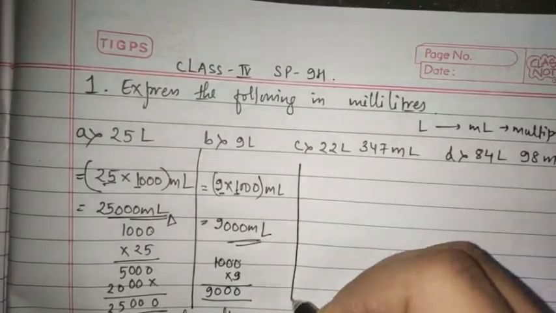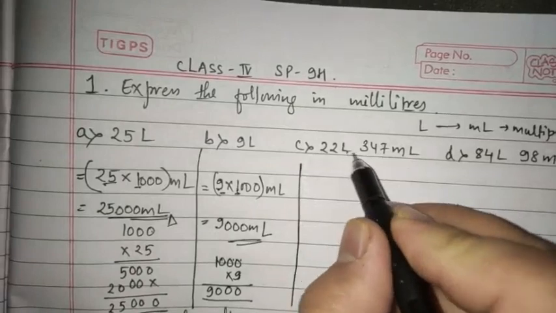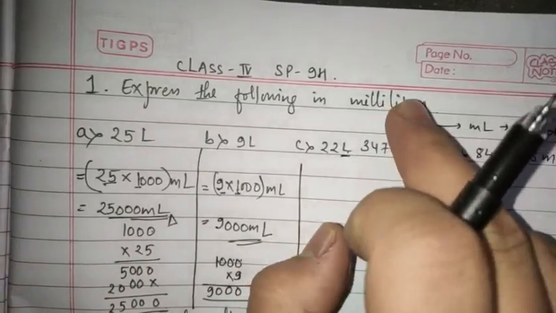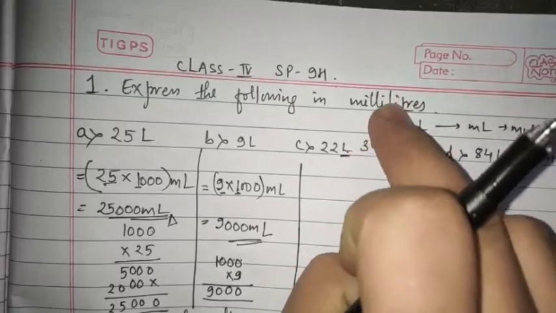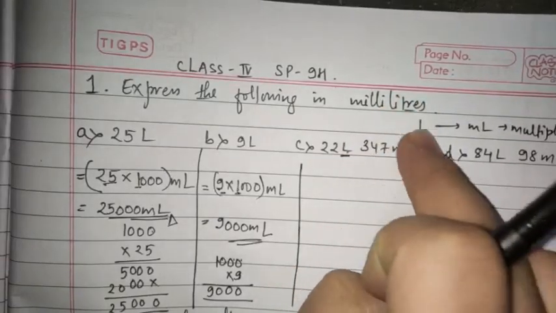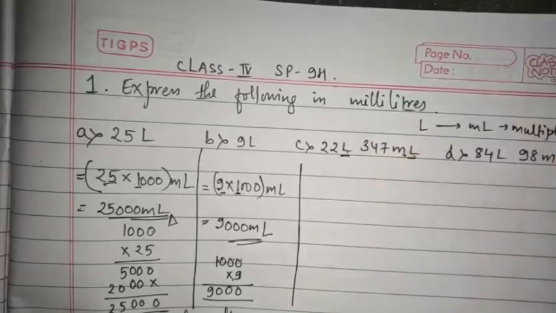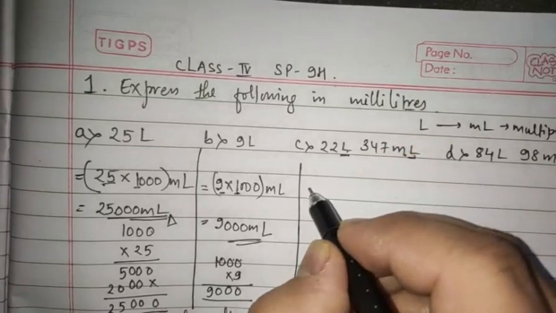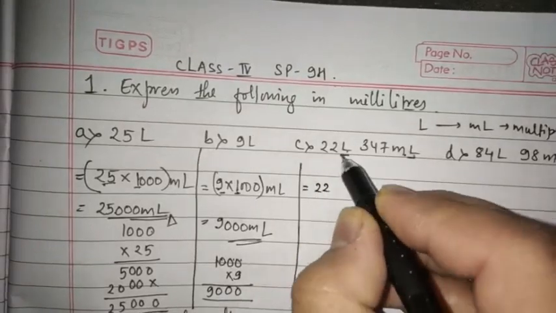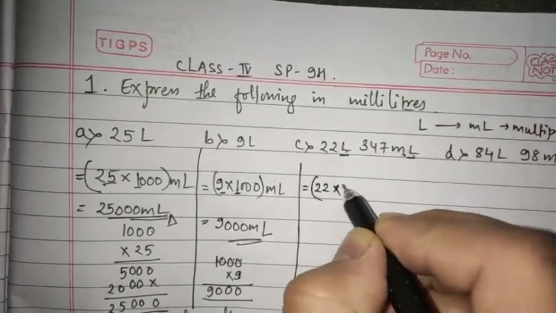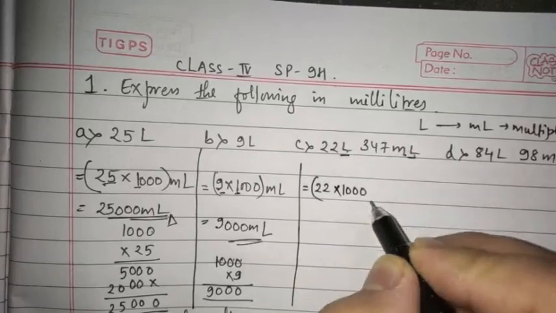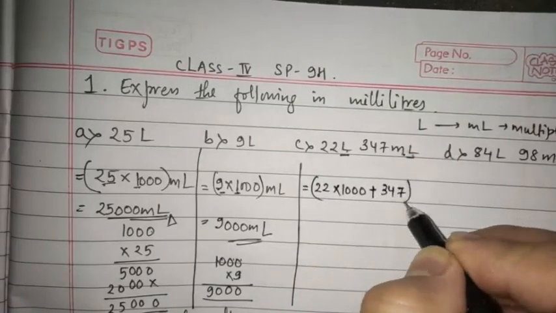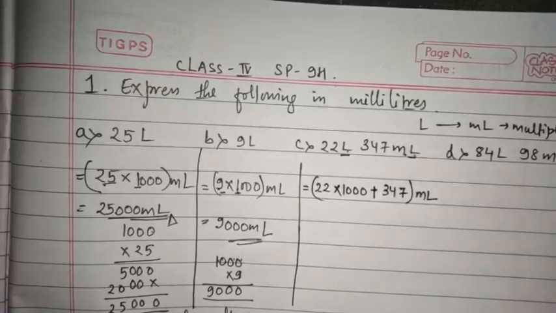Okay, proceeding to the part C. Here there are two units, liter and milliliter, right? As you have to convert the value into milliliter, the milliliter part will be safe because it is already in milliliter form. No need to convert again. So first of all, what you'll do here is you will only convert this 22 into 1000 and in between you'll put a plus here and 347. Outside the bracket you will write 1 unit.